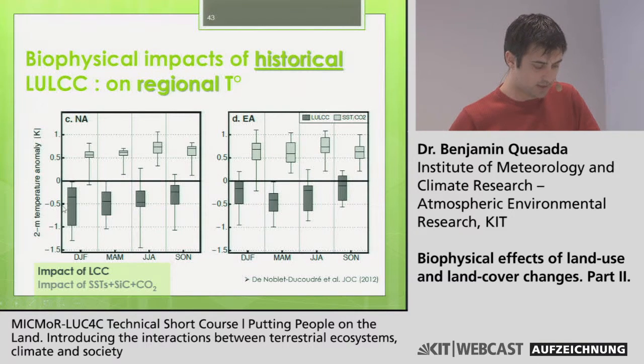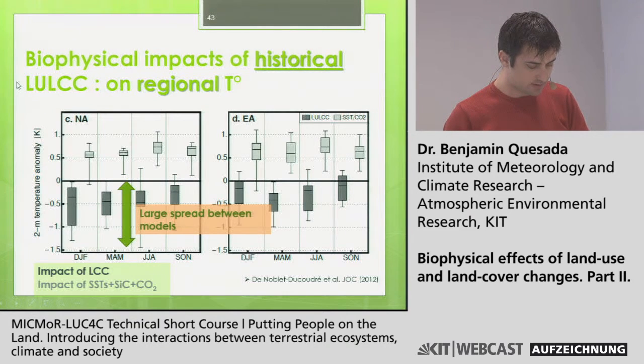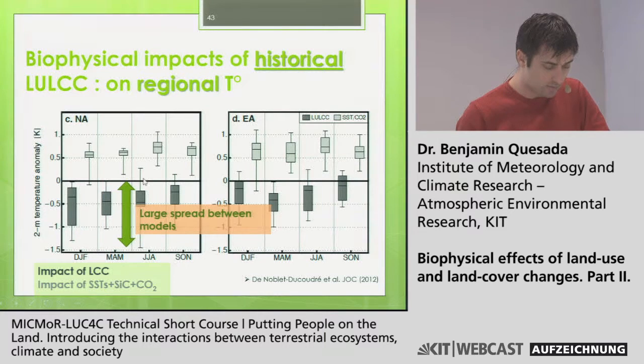Now, regionally, if we make the same exercise for surface temperature, comparing land use and land cover changes here with dark gray boxes for the North America region at each season, and we compare this biophysical impact with the warming due to CO2 and SST, sea surface temperature increase, we have in fact comparable impacts regionally on temperature. So biophysical impacts are as important as CO2 increase on temperature. Now what's interesting on this figure is also the large spread between the models.